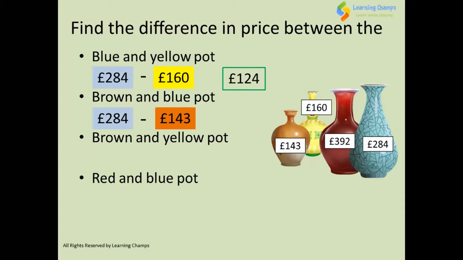Okay. Can we find the difference? Yes, 141. Okay, very good. What about the brown and the yellow pot? What is the price of the brown pot and the yellow pot? 143 pounds and 160 pounds. Yes. What is the first value? What should be the first one? 160 pounds. Okay. So what is the difference?